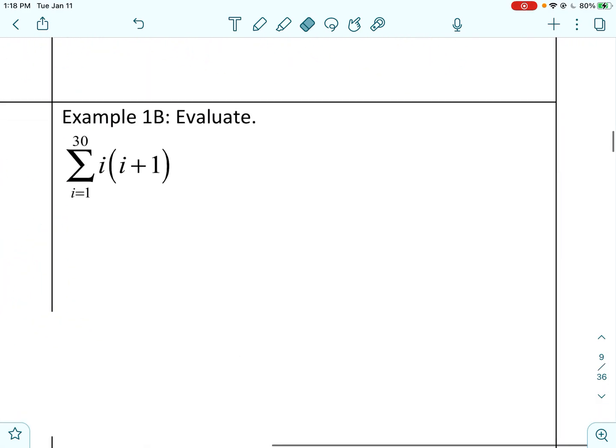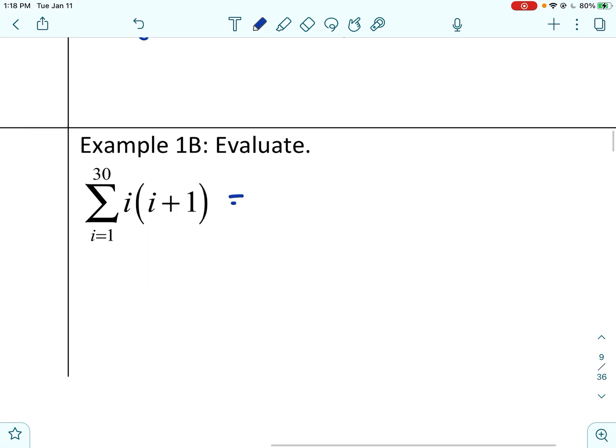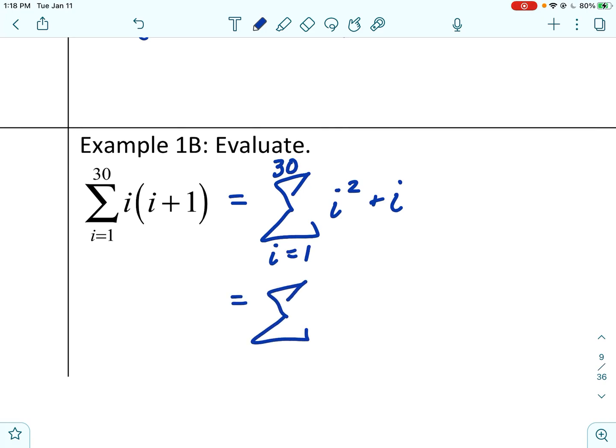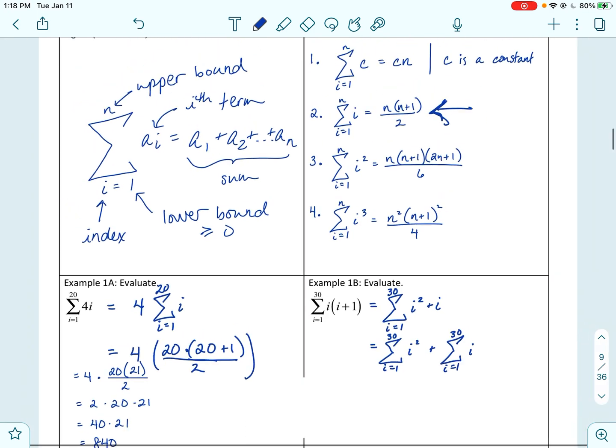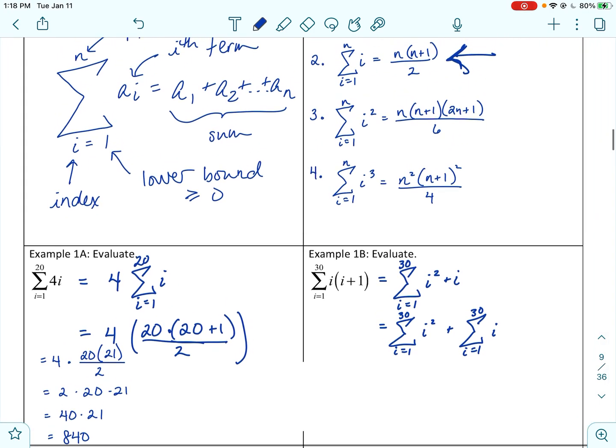All right, so here my lower bound is 1, my upper bound is 30. And before I do anything with this one, I'm going to rewrite it. So I'm going to multiply out my i times the quantity of i plus 1. So I'm going to get i squared plus i. And then I'm going to separate out my sums. So I'm going to have the sum from 1 to 30 of i squared plus the sum from 1 to 30 again of i. And then I'm going to use both that second and third formula. So go ahead, plug in your formulas, and then come back to make sure that you have it.